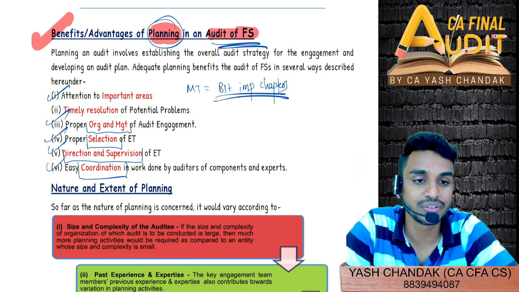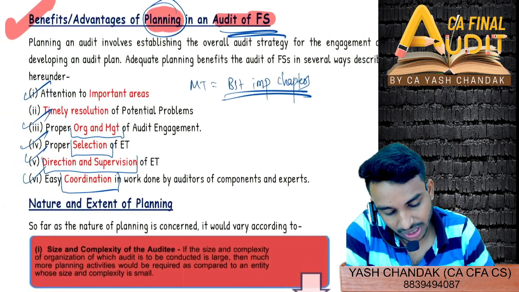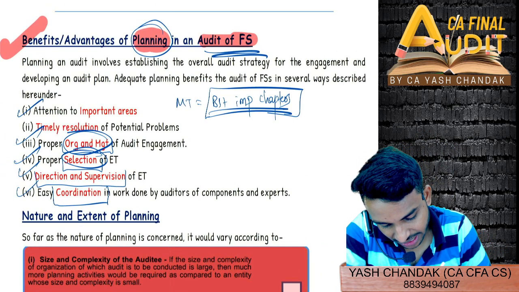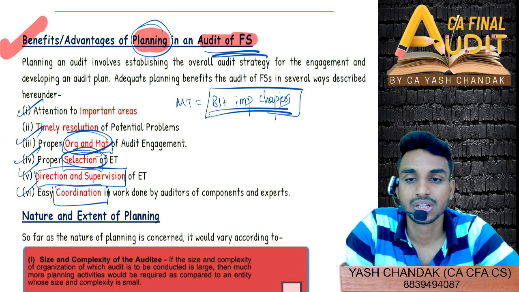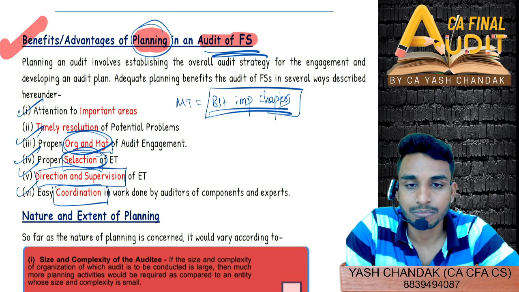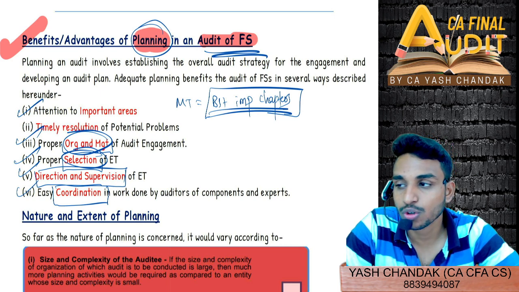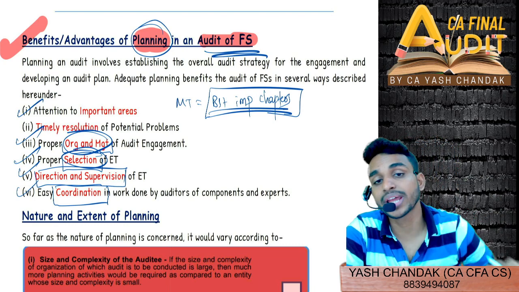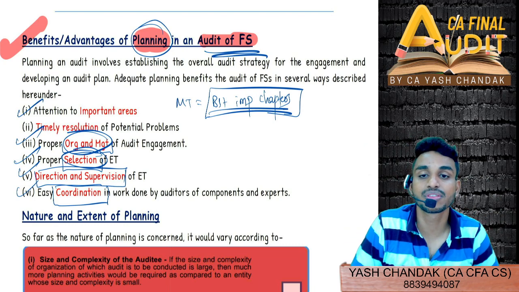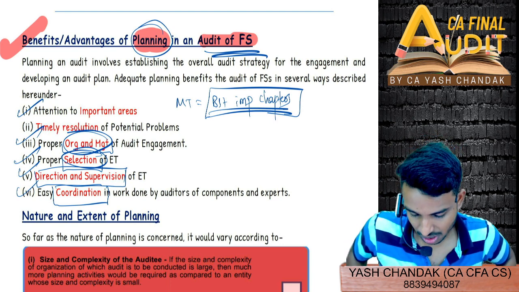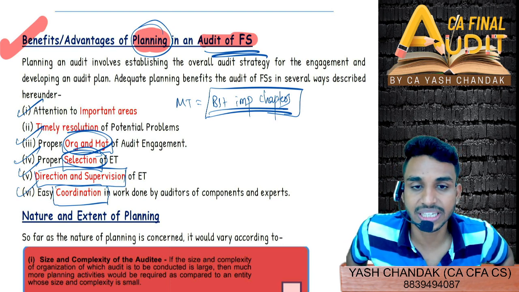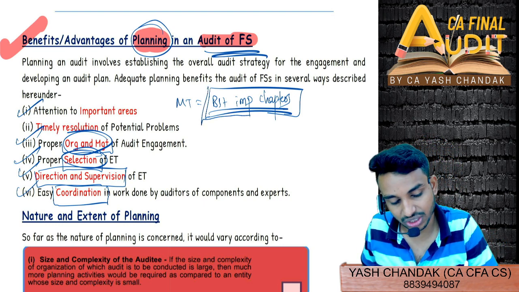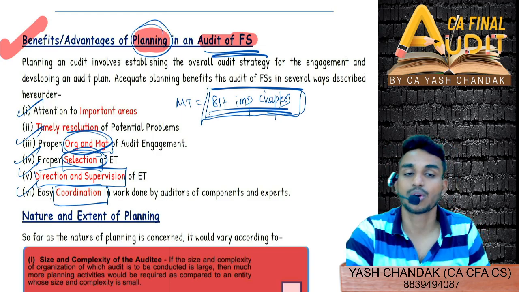You'll tend to realize all the benefits of planning. BST important chapters. So organization, management, selection, direction and supervision and coordination, all these are your benefits of planning. You'll be able to better organize yourself, properly plan accordingly, and properly select in your engagement team the required number of members with the requisite skills and experience. Direction and supervision will help you in directing the engagement team and supervising the engagement team. And lastly, the coordination.